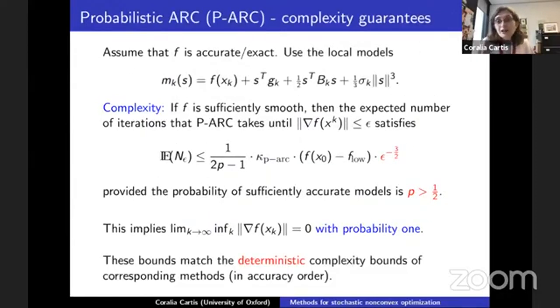Can we have cubic regularization frameworks? Yes. We can have cubic regularization frameworks with epsilon to the minus 3 halves complexity, under similar assumptions, that these models have to be accurate, but to second order, more than half the time.